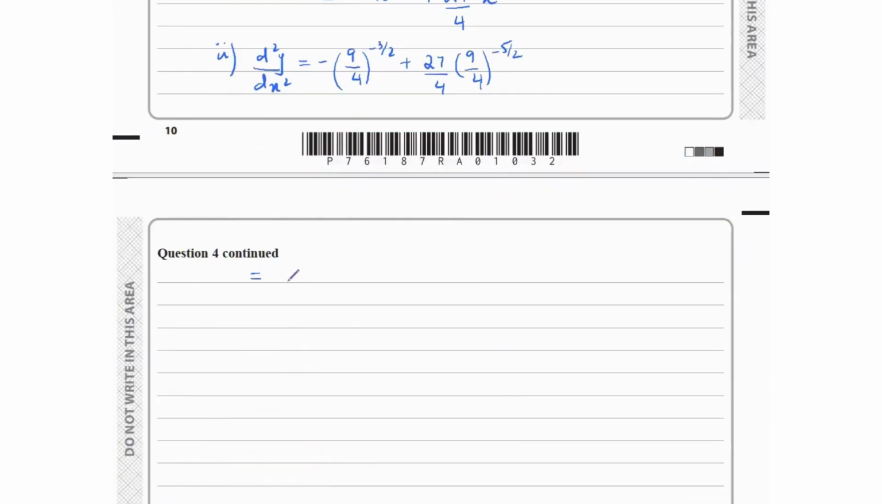So that gives us a value of 16 over 27. Since it's greater than 0, that means it's a minimum point. If it was less than 0, it would be a maximum point. That's how you determine the nature of the stationary point, or any point, as a matter of fact.